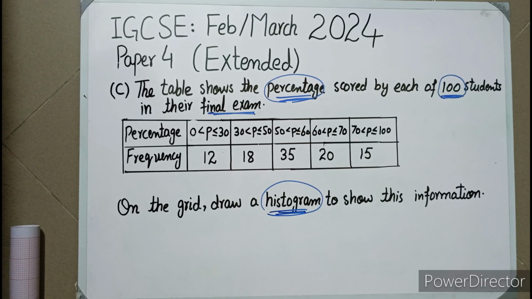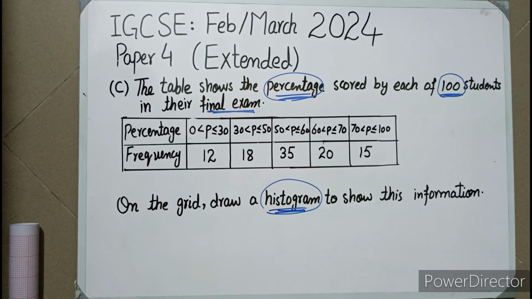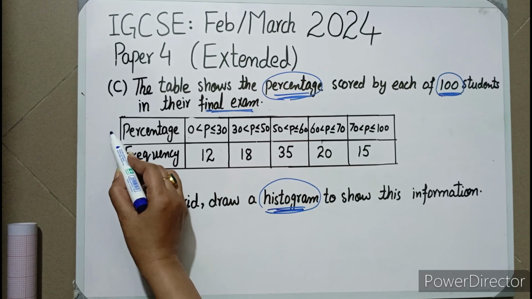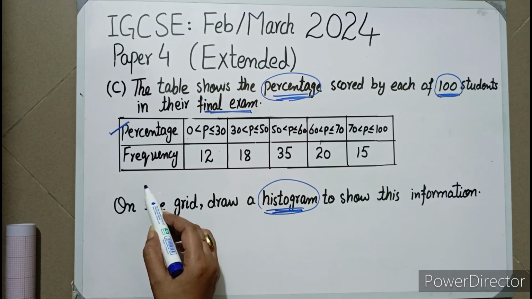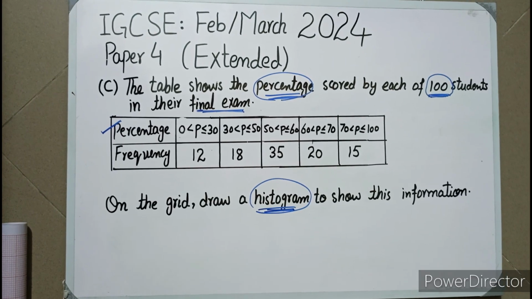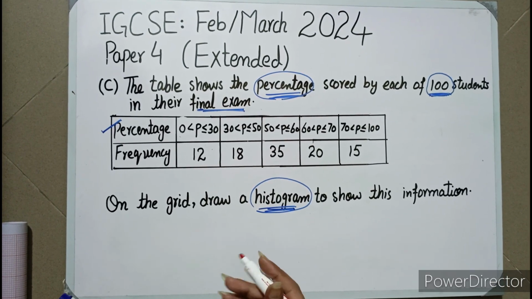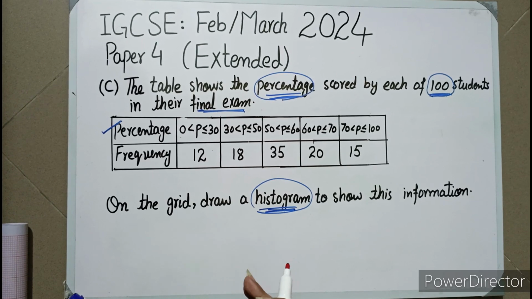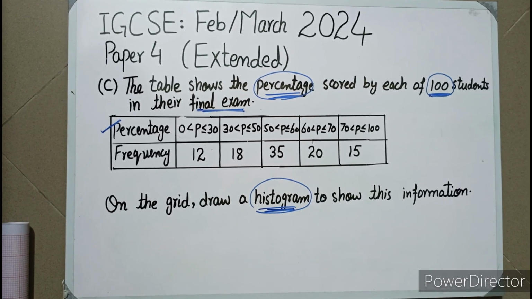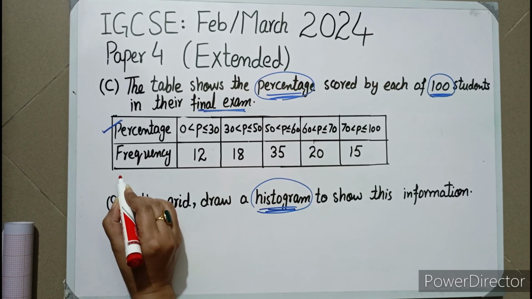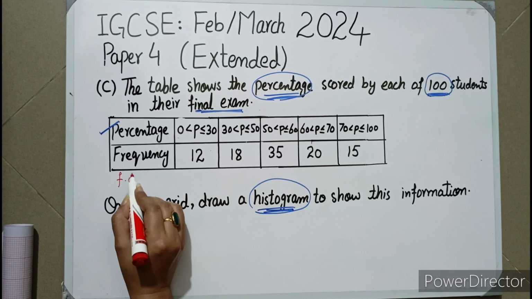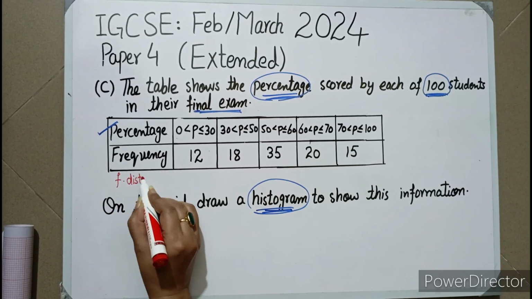In order to draw the histogram, you need two things. You have to plot the x-axis and y-axis. On the x-axis, you have to plot percentage, while on the y-axis, you have to plot frequency distribution. It means we have to calculate the frequency distribution first, then we will translate, or draw, the information on graph paper in the form of a histogram. So first find out the frequency distribution.